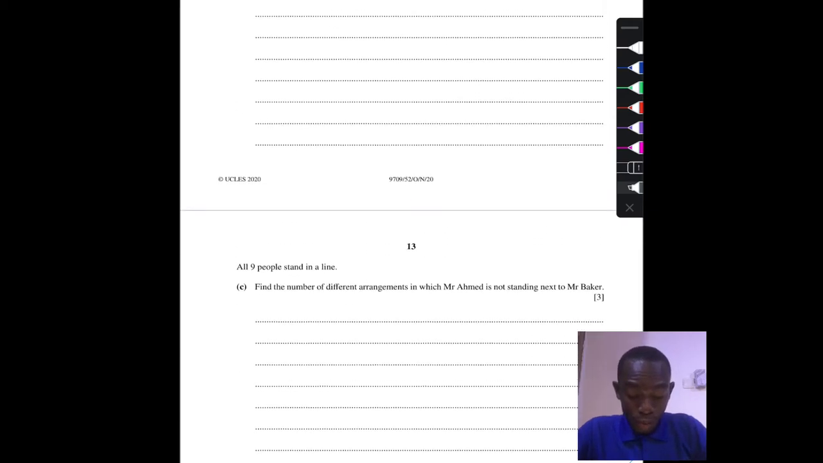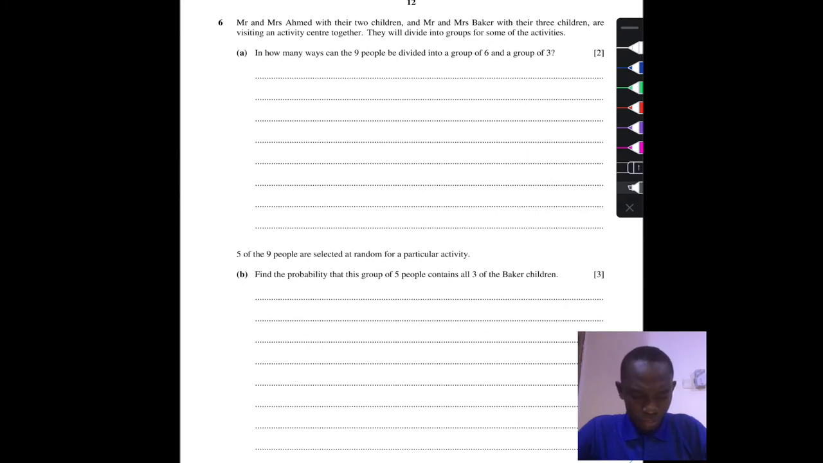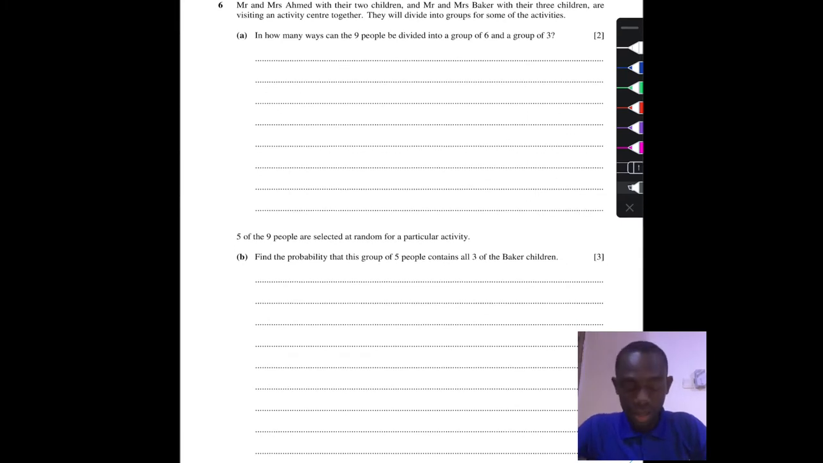That's 5/2 October, November 2020. So that's where we are going to start. So let's get right into it. It says that Mr. and Mrs. Ahmed with their 2 children, and then Mr. and Mrs. Baker with their 3 children are visiting an activity center together. They will divide into groups for some of the activities. In how many ways can the 9 people be divided into a group of 6 and a group of 3?